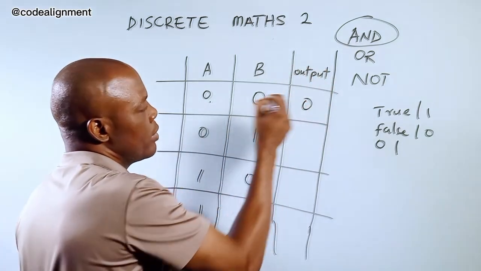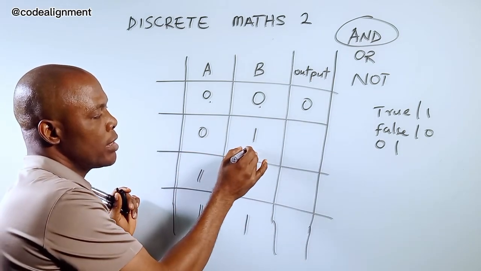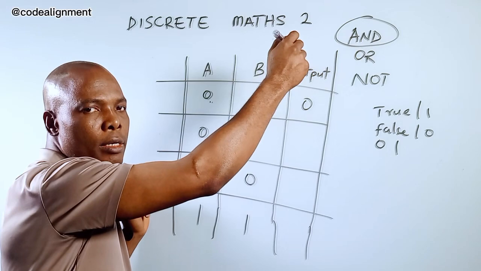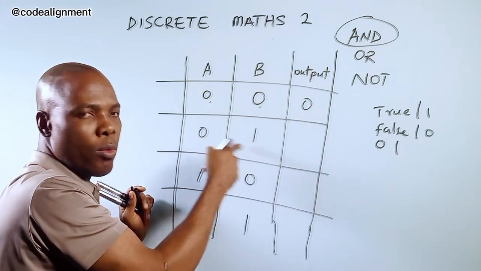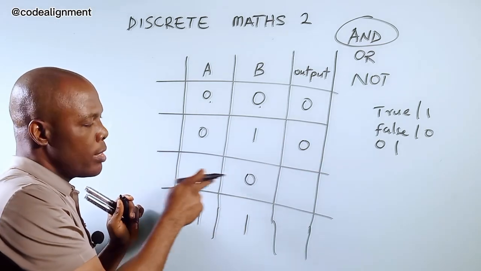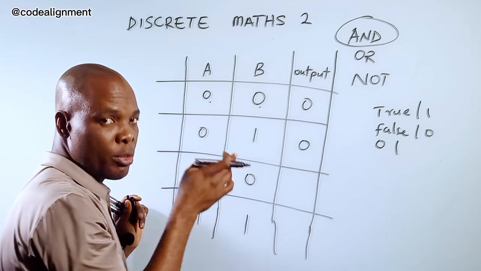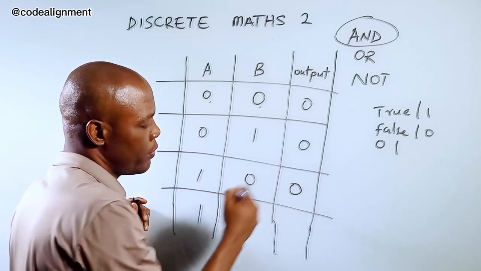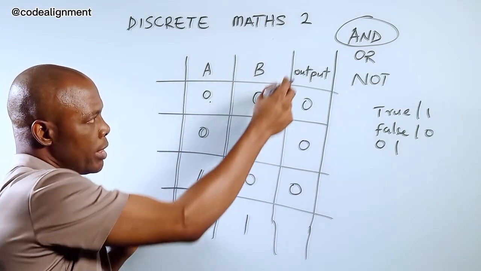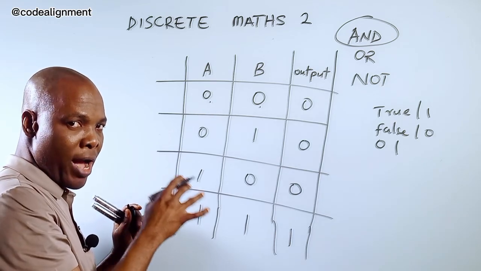So AND will give you this place to be false. So if this is 0, which is false, and this is 1, which is true, AND is saying that both conditions must be true. So in this case now, one condition is false, so this will be 0. If this is true, this is false, AND is saying both conditions must be true for the output to be true. So this is going to be false. So A is 1, B is 1, then the output to be 1. This is for AND. So this is the truth table for AND.